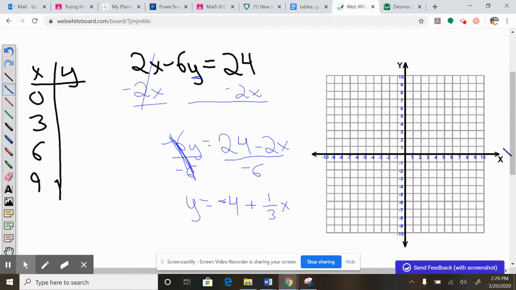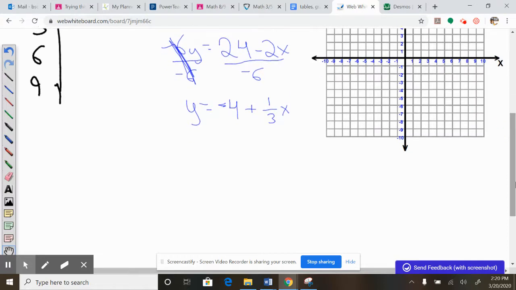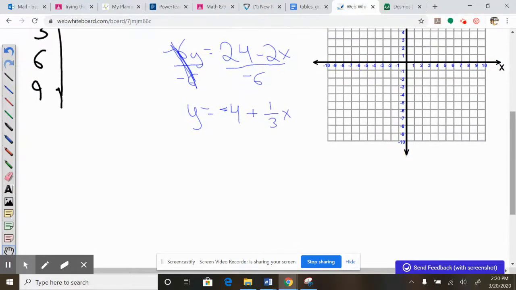Now that's almost slope-intercept form, but not quite, because slope-intercept form would have these switched around. It would be y equals mx plus b. So I just need to switch these, and I would get y equals 1/3 x minus 4.